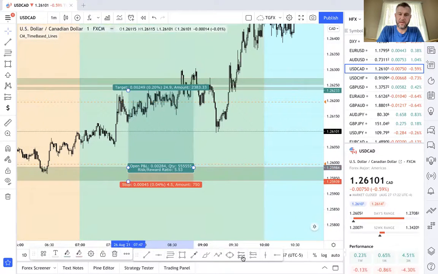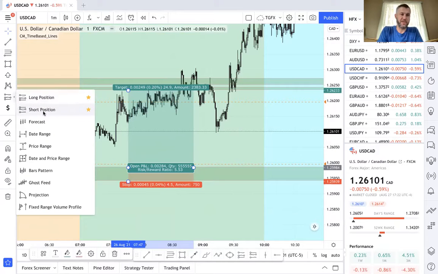And this here is called a long position. It's right over here. Long position, short position. So if you're taking a short, if you're taking a sell, you could put this up and see what it is. Long, up.